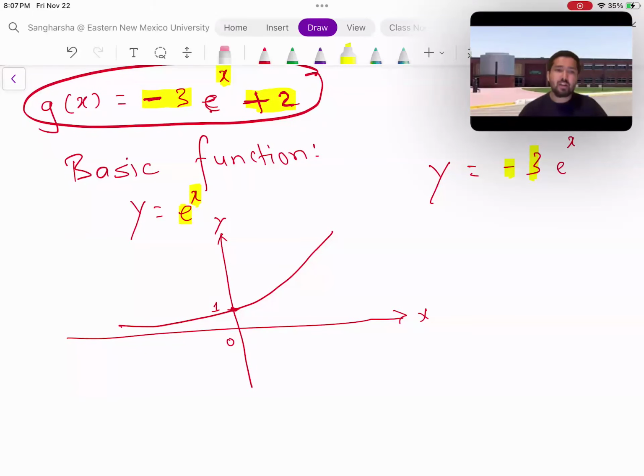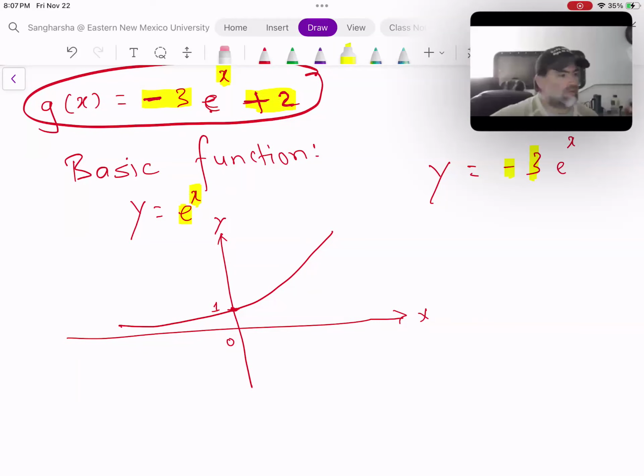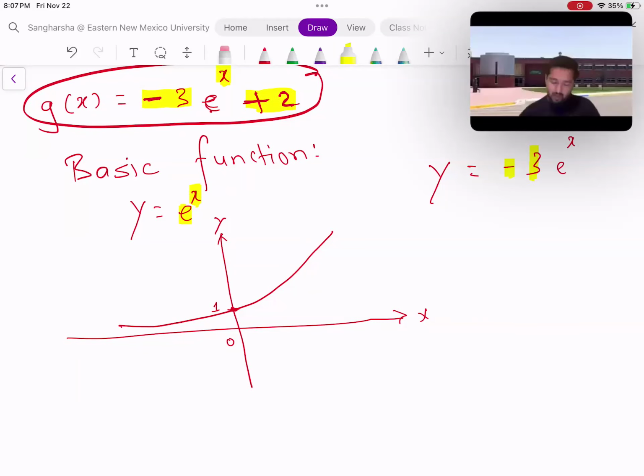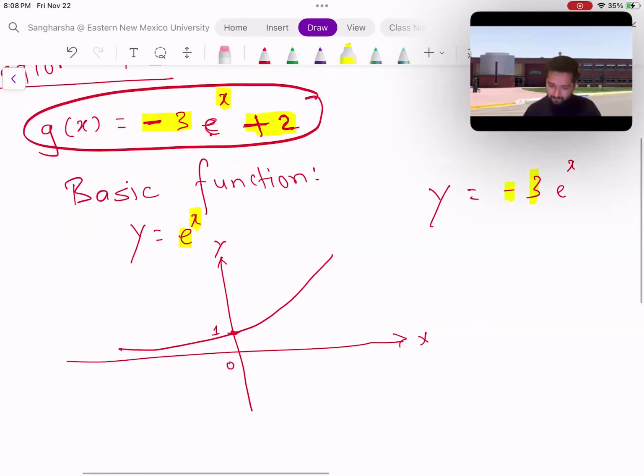So when we multiply by a negative, we reflect along the x-axis. Now what does the graph look like when we reflect it along the x-axis? Reflecting means you just imagine that you have a mirror along the x-axis. If you have a mirror along the x-axis, how does your graph look?